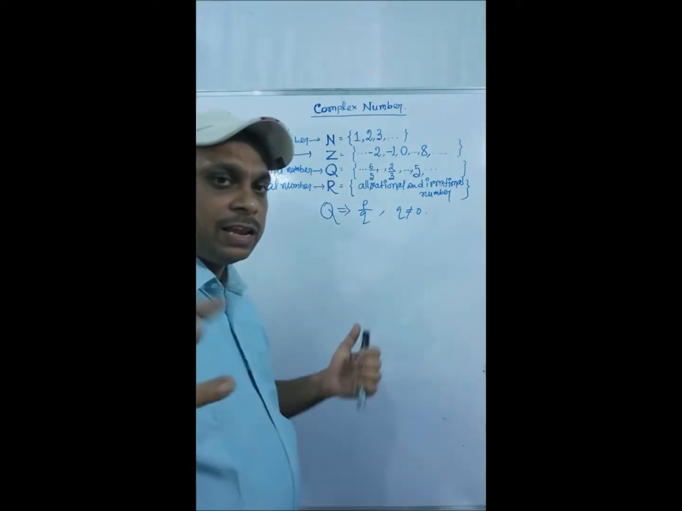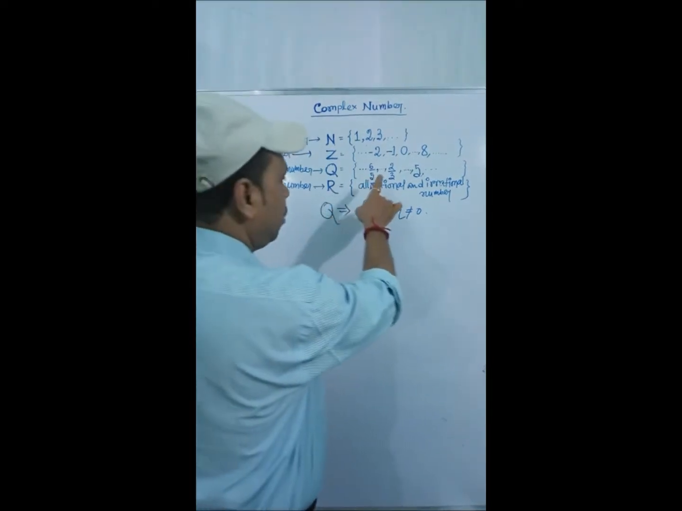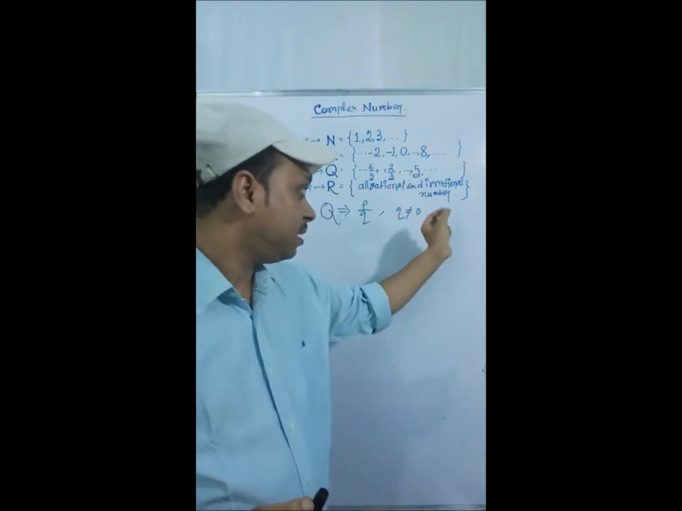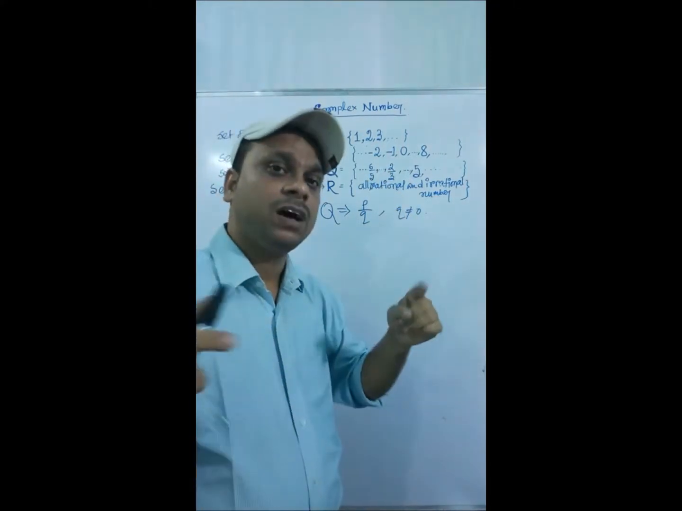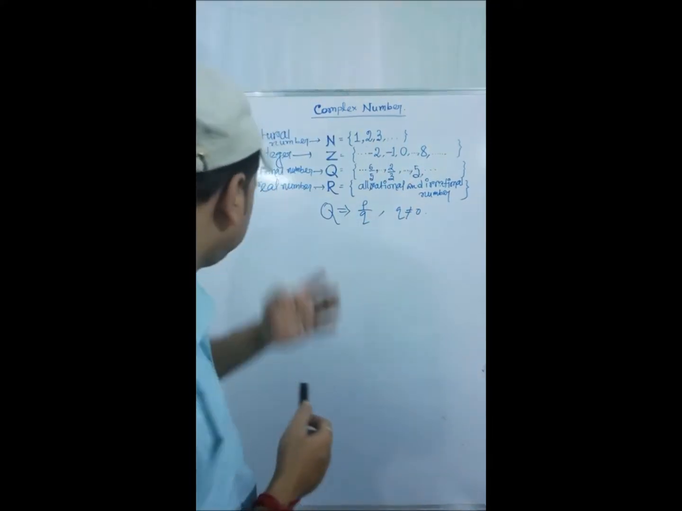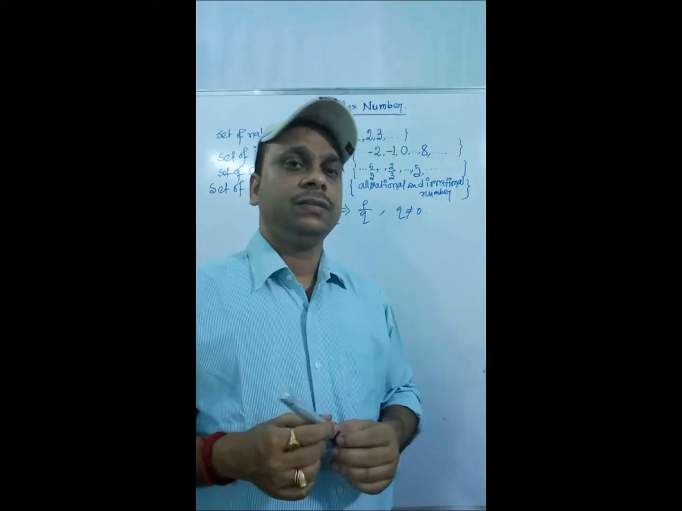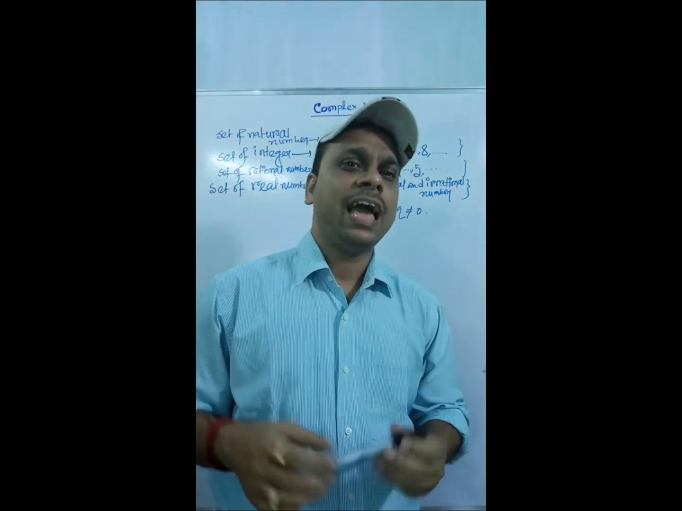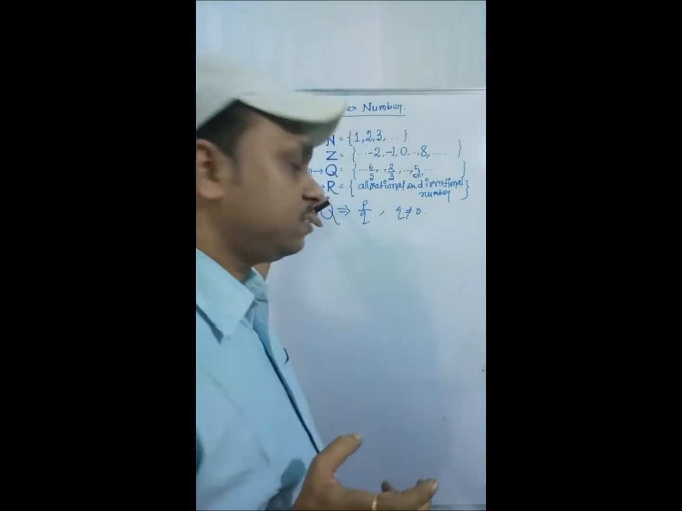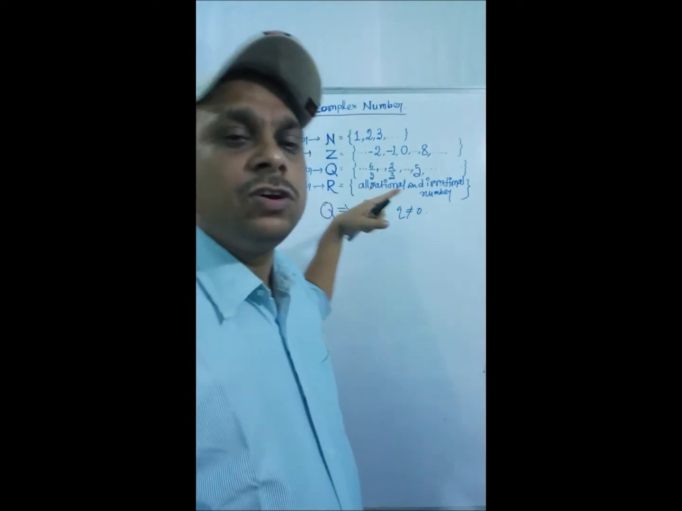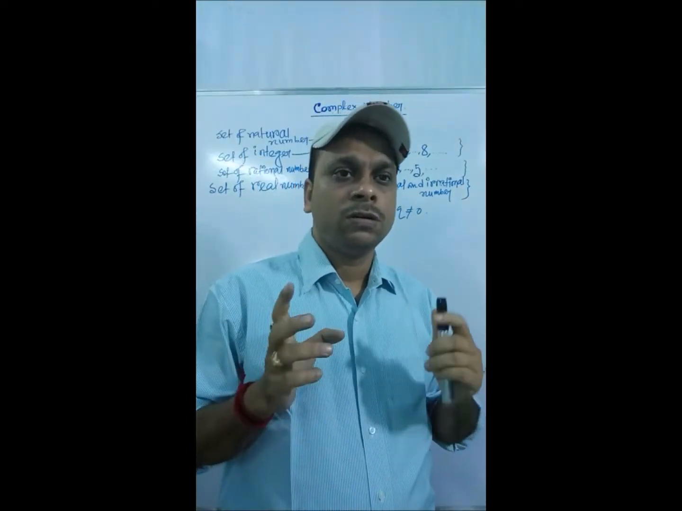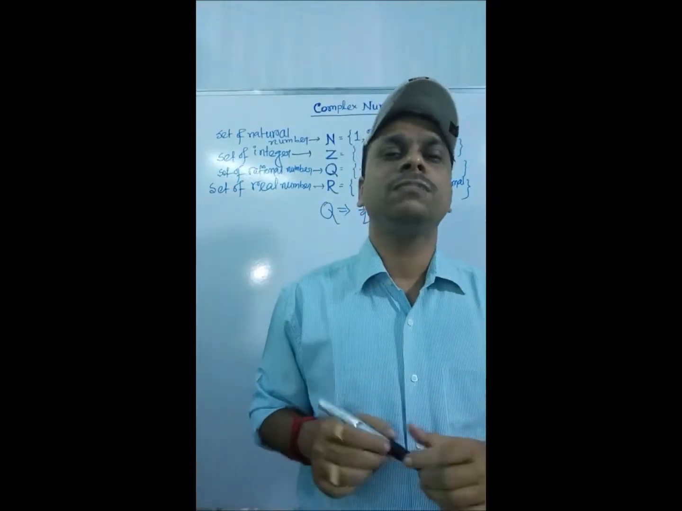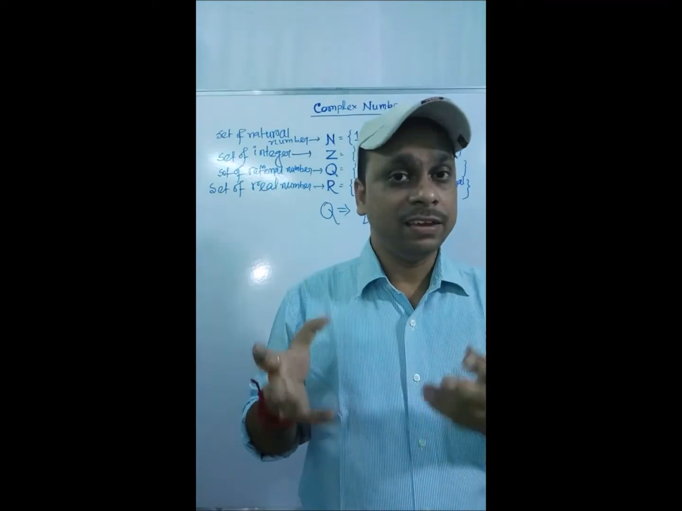The set of real numbers is denoted by R, where all rational and irrational numbers belong to the set of R, etc. Despite knowing about the given sets, we must know why we need to discover the set of complex numbers as a new set.